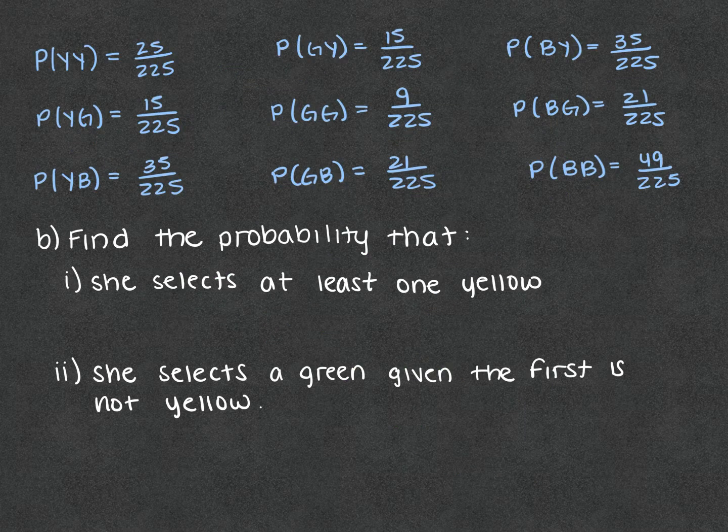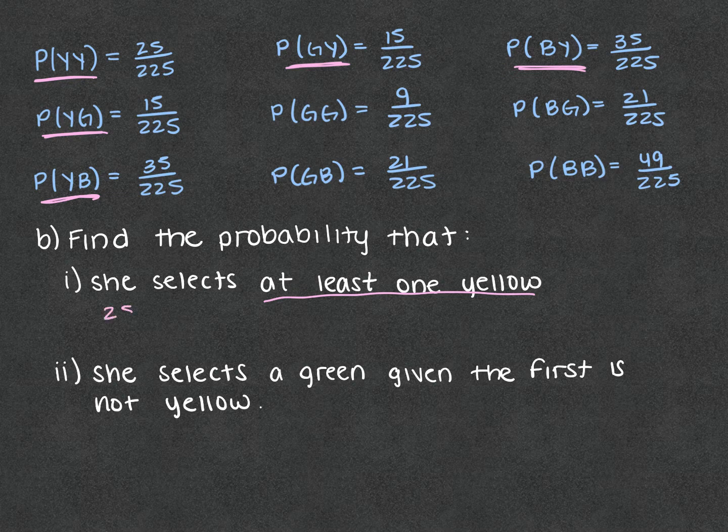So now that we used the tree diagram to find all the probabilities, we can use those probabilities to answer these questions. I just copied them from the last slide. These are the same ones we just found. Now if we wanted to find the probability that she selects at least one yellow, we're just going to look at all of these results and find all the ones that have at least one yellow. That would include this one, this one, this one, this one, and this one, okay? Then we just add all of our probabilities together.